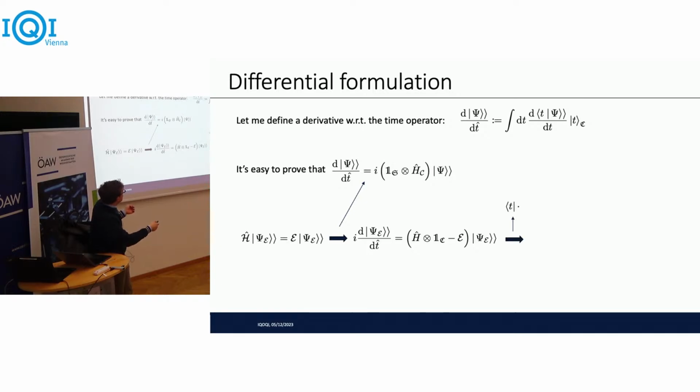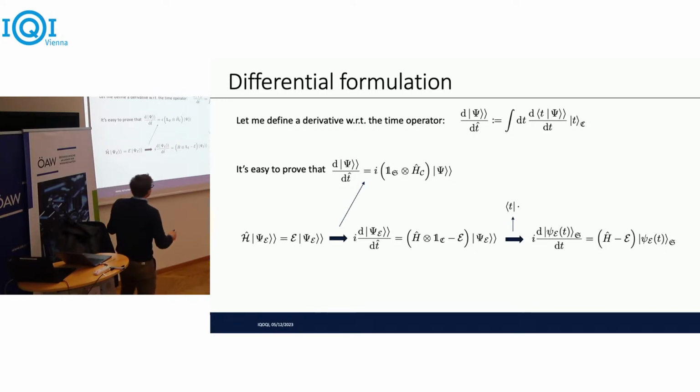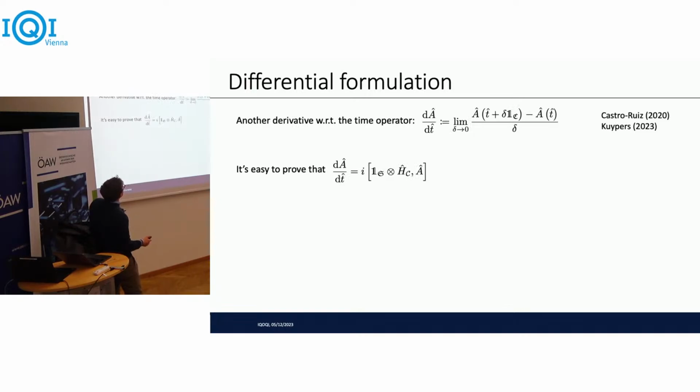How do we get the usual Schrodinger equation? We sandwich with this t here, so we take this partial inner product, and we get the usual Schrodinger equation. So it's just a convenient notation. And I'm going to do the same for derivatives of operators with respect to the time operator t. I'm going to define it like that.